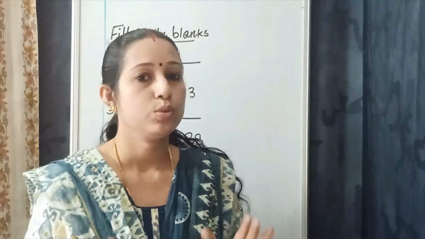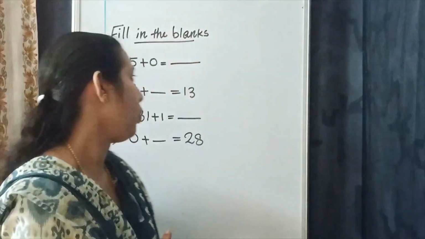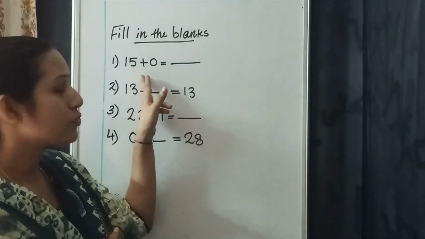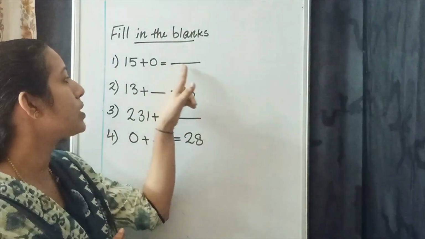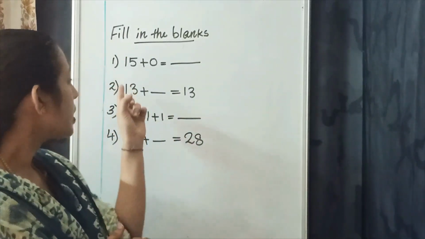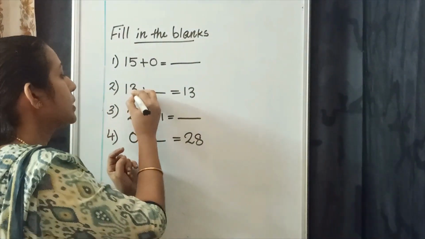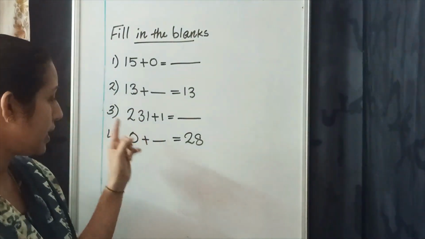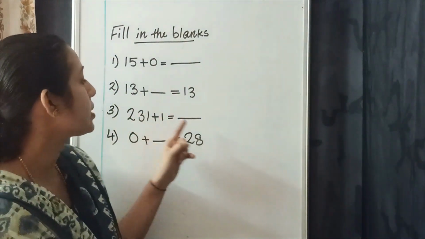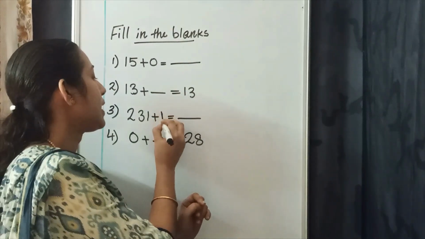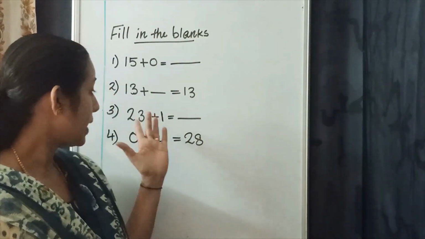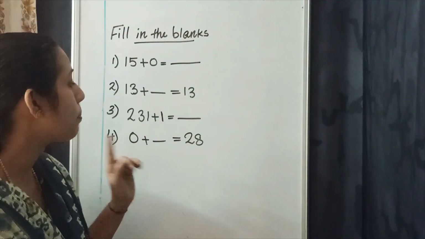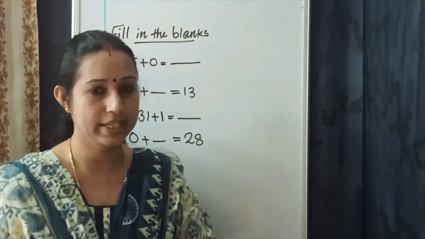Clear? Now, the question of this video. What is the question? Fill in the blanks. Very simple questions. First one is 15 plus 0 is equal to dash. Question number 2: 13 plus dash is equal to 30. Question number 3: 231 plus dash is equal to 231 plus 1 is equal to dash. Question number 4: 0 plus dash is equal to 28.